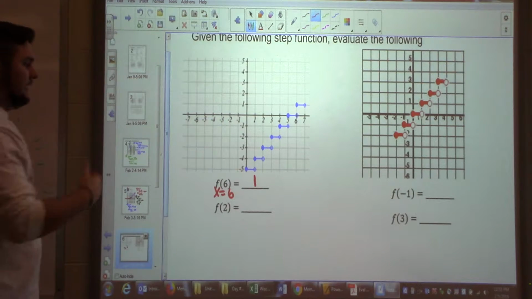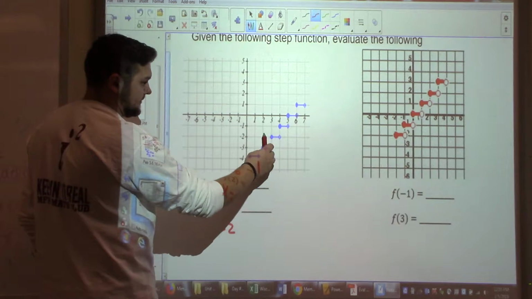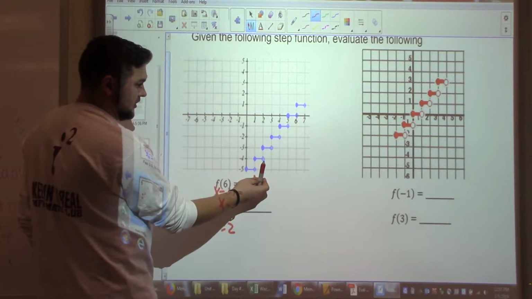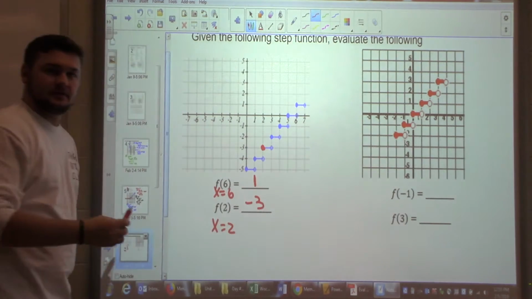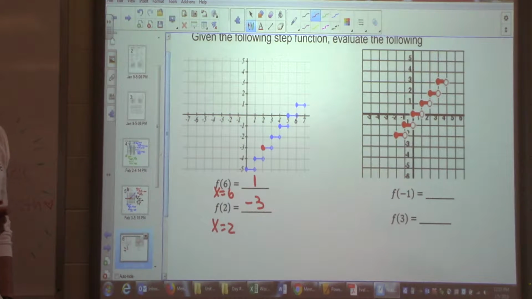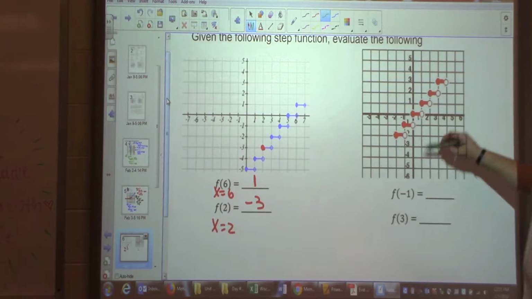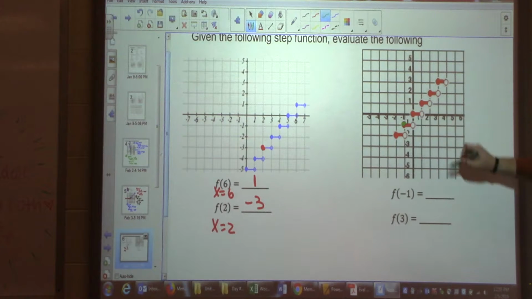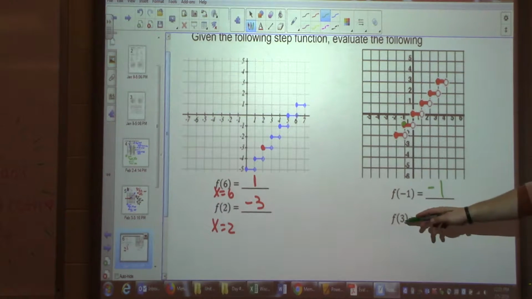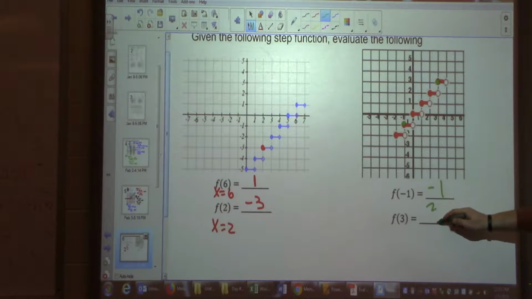Same thing for f of 2. If x equals 2, I have a closed point here, I have an open point, I want the closed point. So it's going to be -3. Does that make sense? Yep. Right, remember, those open points are not included. Same thing over here, I have f of -1. Looking at -1, I have a closed point right there, so I know it's going to equal -1. And f of 3, open point, not included. I'm going to keep going. The closed point is at +3.